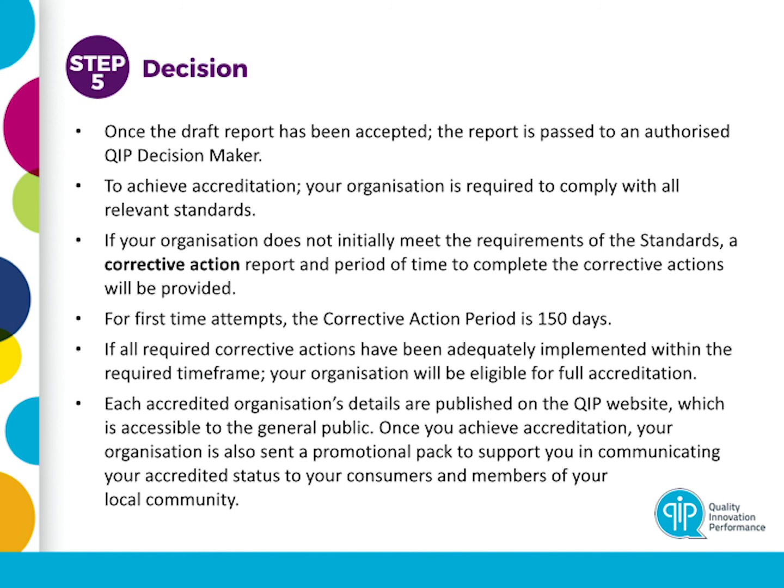I should mention that some organisations are beyond amazing and meet all of the standards their first time around, which is awesome. They will be awarded accreditation, and they don't have to worry about any corrective action period. Once an organisation is accredited, whether it's straight away or after a corrective action period, the organisation's details get published on the QIP website, and we've got a list of all of the currently Rainbow Tick accredited organisations on there. It's really cool to see how big that list is getting.